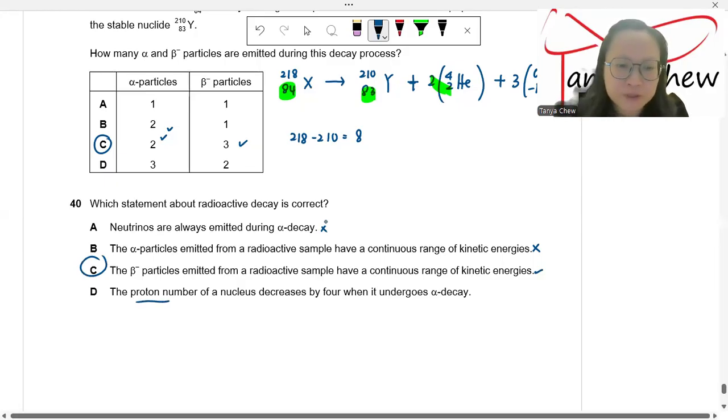D, the proton number of a nucleus decreases by 4 when it undergoes alpha decay. How can a proton number decrease by 4? It is the nucleon number. Proton number decreases by 2, not 4.